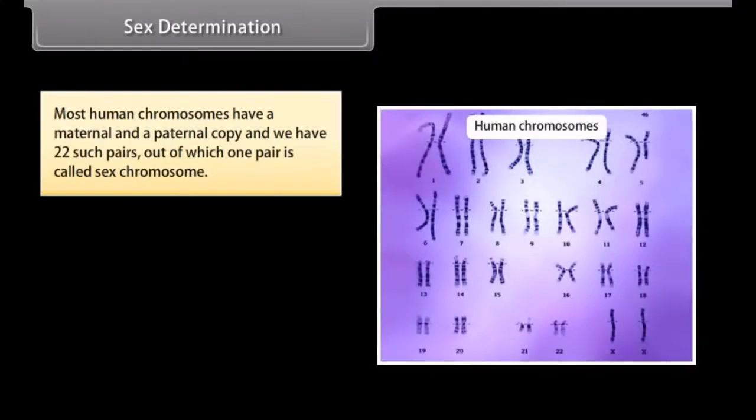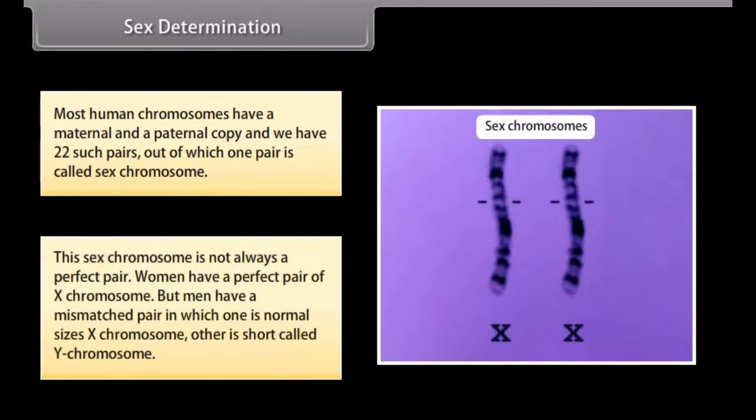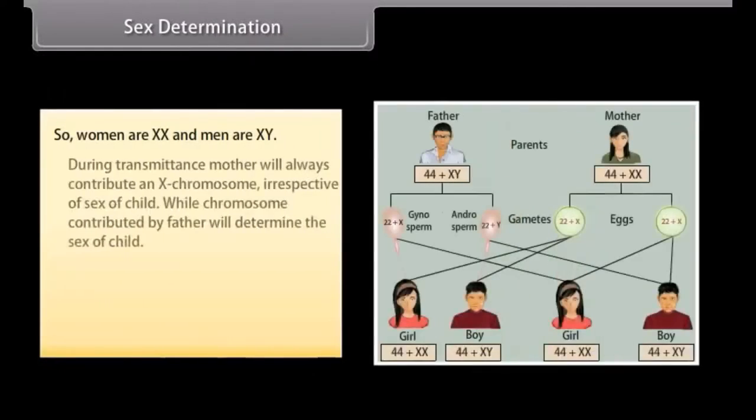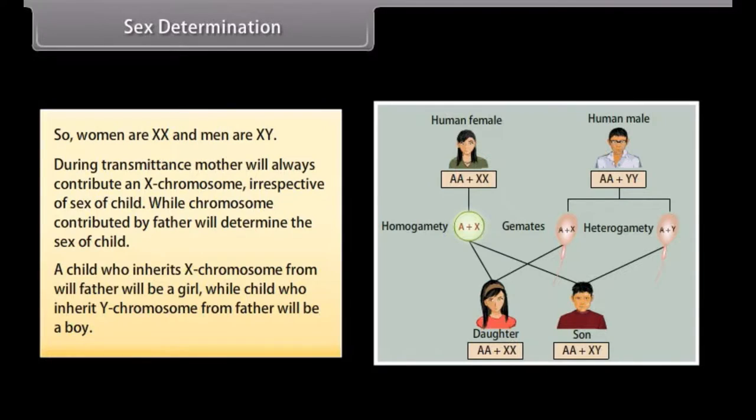Sex determination. Most human chromosomes have a maternal and a paternal copy, and we have 22 such pairs, out of which one pair is called the sex chromosome. This sex chromosome is not always a perfect pair. Women have a perfect pair of X chromosomes, but men have a mismatched pair in which one is a normal-sized X chromosome and the other is short, called the Y chromosome. So women are XX and men are XY. During transmittance, the mother will always contribute an X chromosome irrespective of the sex of the child, while the chromosome contributed by the father will determine the sex of the child. A child who inherits an X chromosome from the father will be a girl, while a child who inherits a Y chromosome from the father will be a boy.